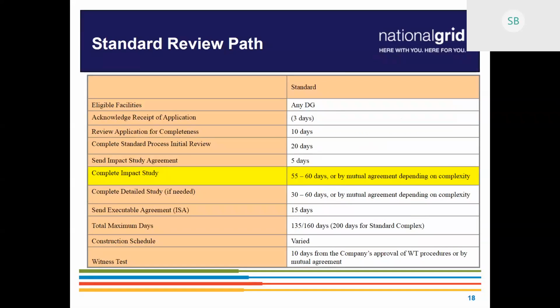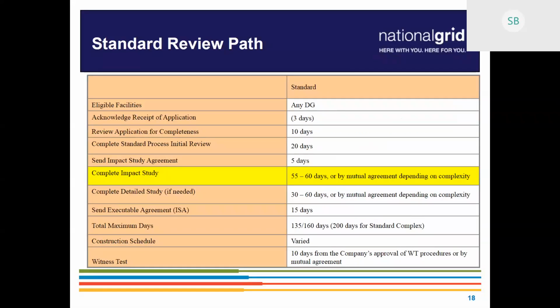It can also be by mutual agreement depending on the cost of the study or the scope of the study. Some projects also require detailed studies, and these can take anywhere from 30 to 60 days in addition to the general impact study. After that's completed, we will send out an ISA. This takes about 15 days for us to create, and then after that, the project can decide whether it would like to move forward.